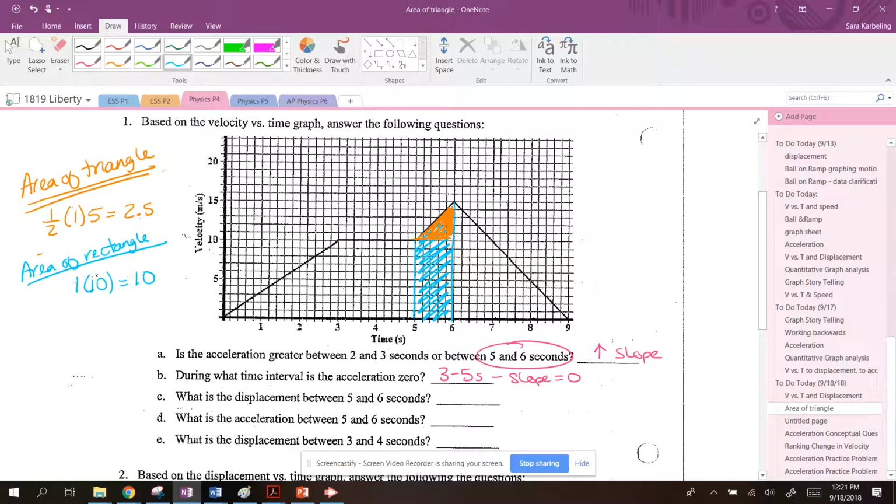I have a question. Where did you get 1/2 from again? For this part here? Yeah. Because I'm finding the area of a triangle. Oh, 1/2 base times height. Is that okay? Yeah. Okay.